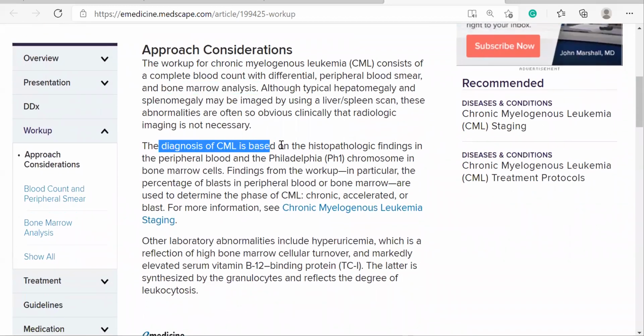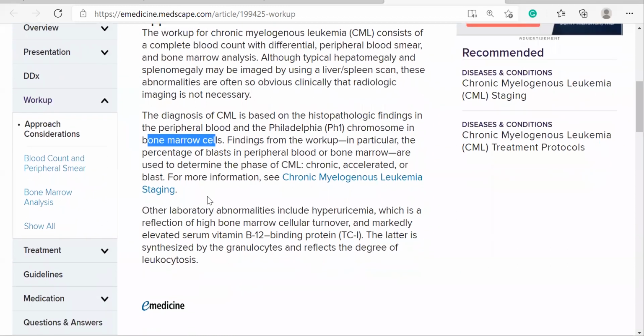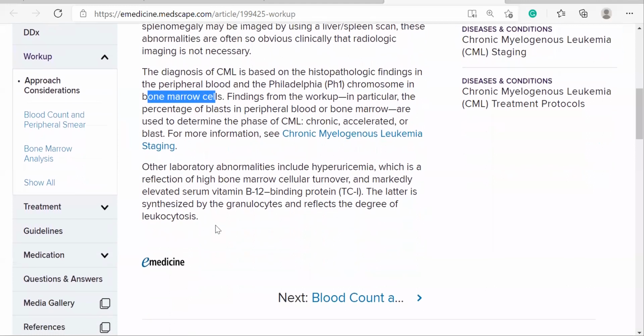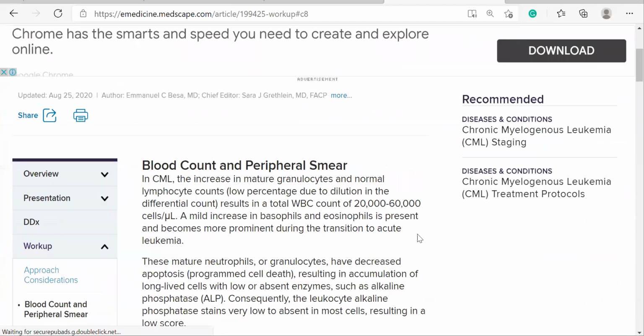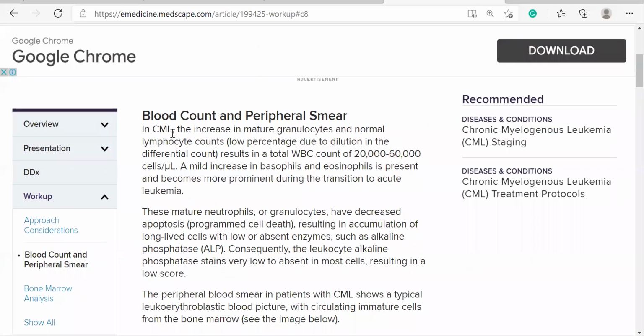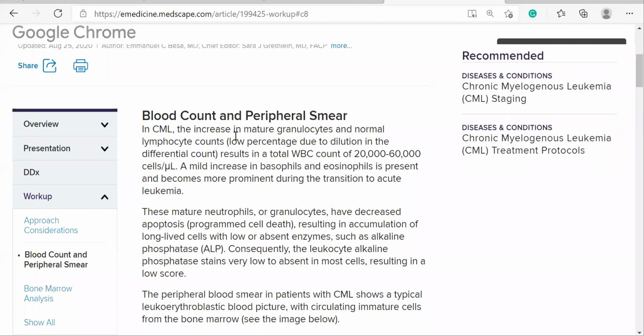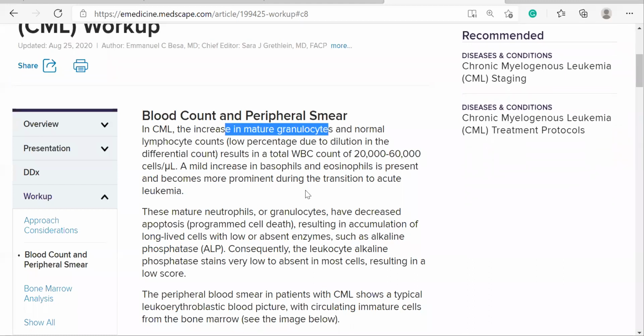Now, diagnosis of CML is based on the histopathologic findings in the peripheral blood and finding the Philadelphia chromosome in the bone marrow cell. Okay, so in the bone marrow, if you get Philadelphia chromosome, that's your CML. In case of CML, when you do the blood count and peripheral blood film, you will find an increase in the mature granulocytes, and you will get normal lymphocyte count.